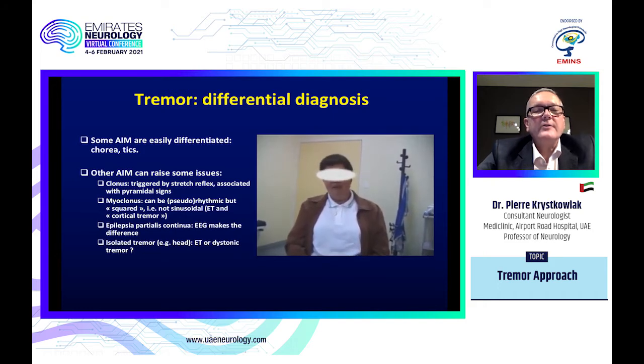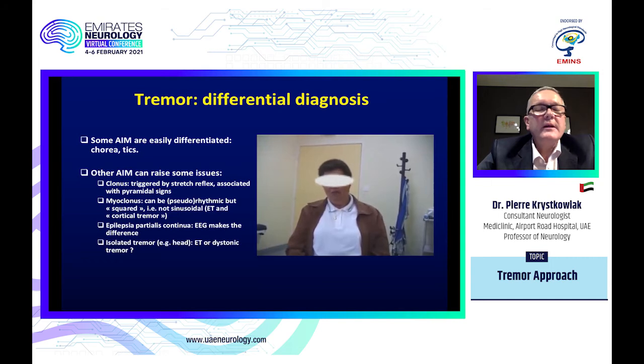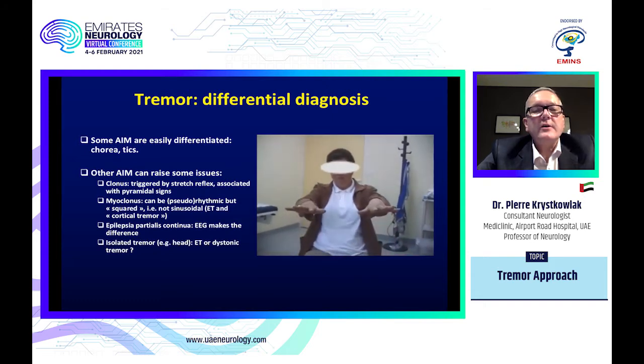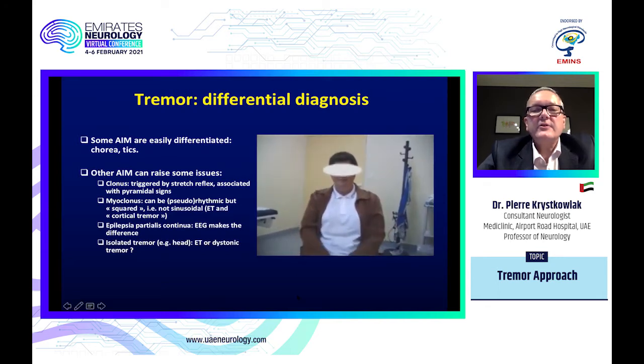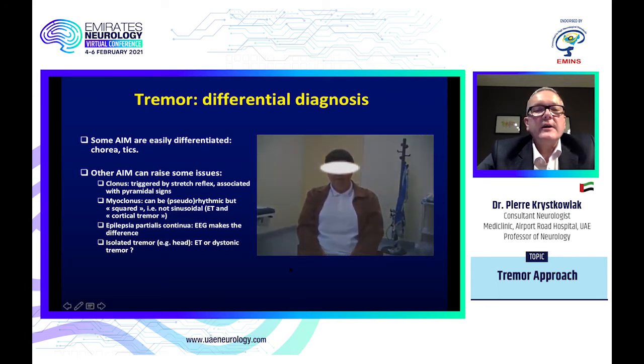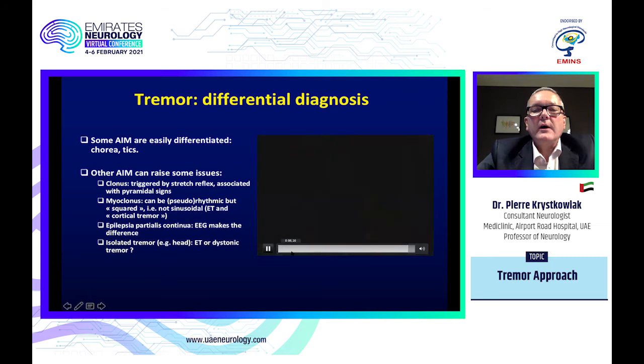And there is an interesting differential diagnosis between essential tremor and cortical tremor, which is actually familial cortical myoclonus. Epilepsia partialis continua can also be an issue, but EEG easily makes the difference. And finally, what is really very frequent is isolated tremor.